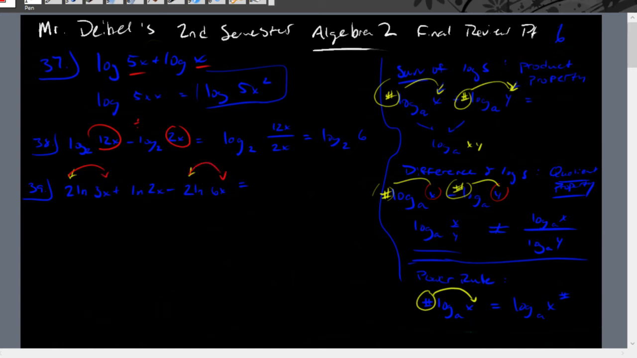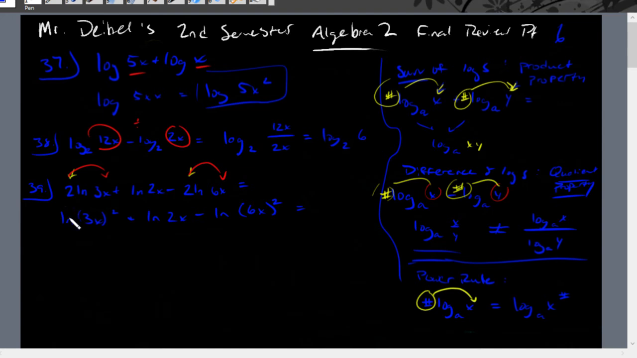And a lot of students write it out like this. They say that this is the natural log of 3x squared. That is not correct. You're supposed to take everything within the natural log and raise it to this power. So why would you just take the x and square it? You also need to take the 3 and square it. So we're going to go ahead and write it like this.